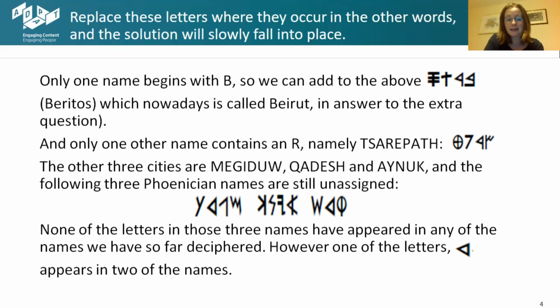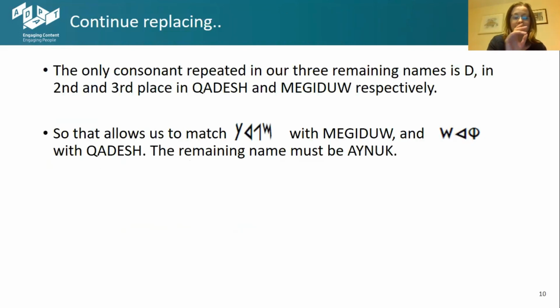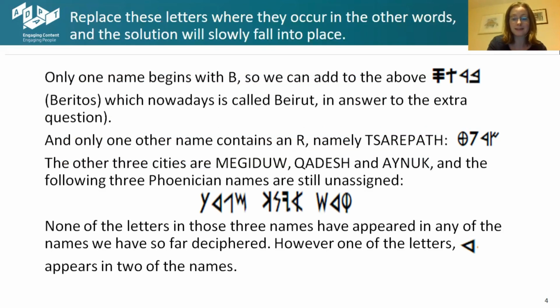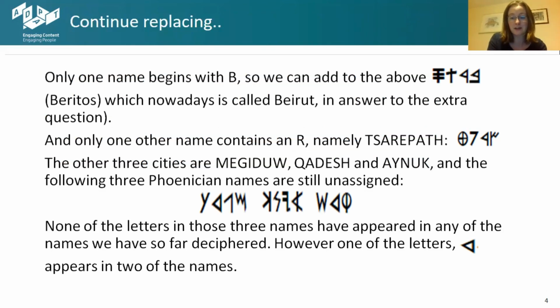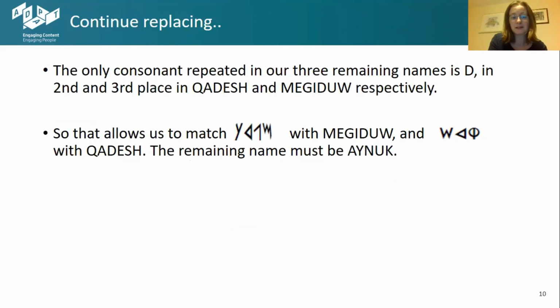The following three Phoenician names are still unassigned, but none of the letters in those three names have appeared in any other name we have deciphered. However, one of the letters, the little triangle, appears in two of the names. So we look for any other consonants that repeat twice too. The only consonant that repeats in the three remaining names is D, in second and third place in Kadesh and Megiddo, respectively. That allows us to match Megiddo and Kadesh, and the remaining name must be Anyuk.